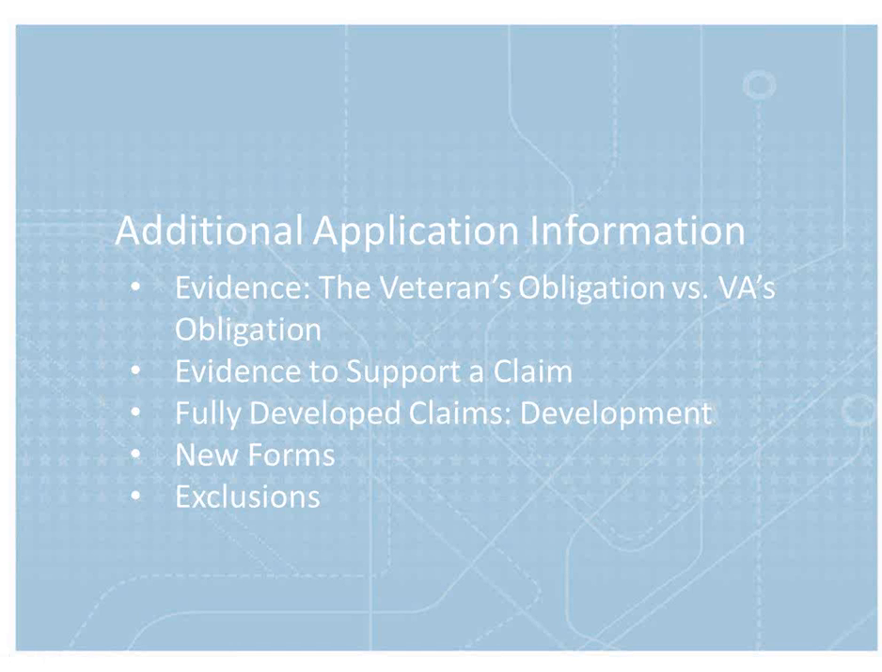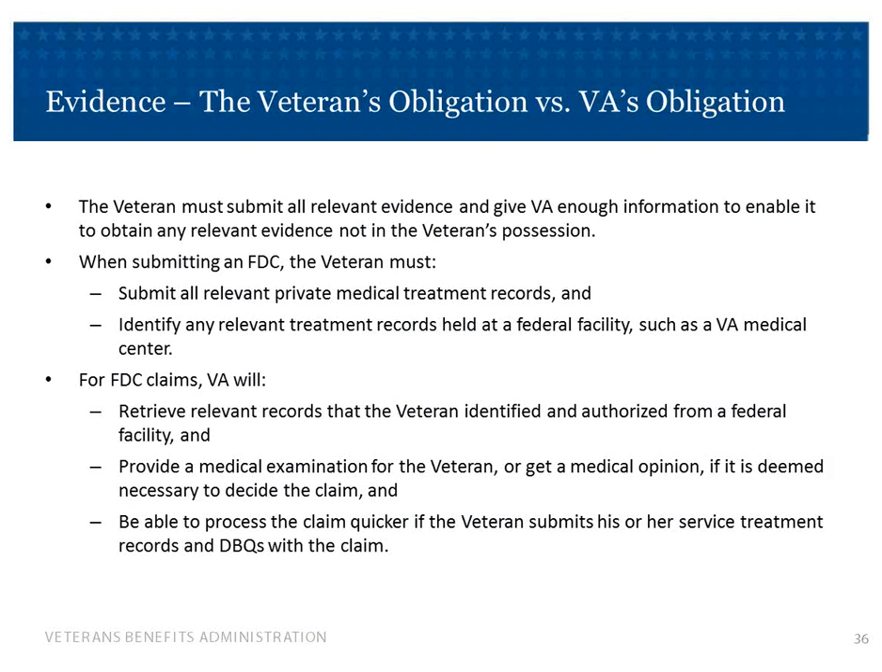Sure, Amy. Now I will review some additional information about the FDC application. It is essential to note, in order to file an FDC, the veteran must submit all relevant private medical treatment records. Additionally, the veteran must identify any relevant treatment records available at a federal facility, for example, a VA medical facility or a VA medical center or Social Security Administration. Once the veteran has filed the FDC, VA will then retrieve relevant records from federal facilities and provide a medical exam for the veteran, if deemed necessary, to decide the claim.